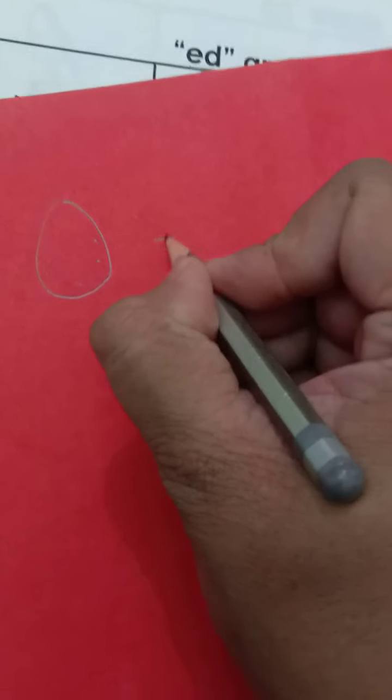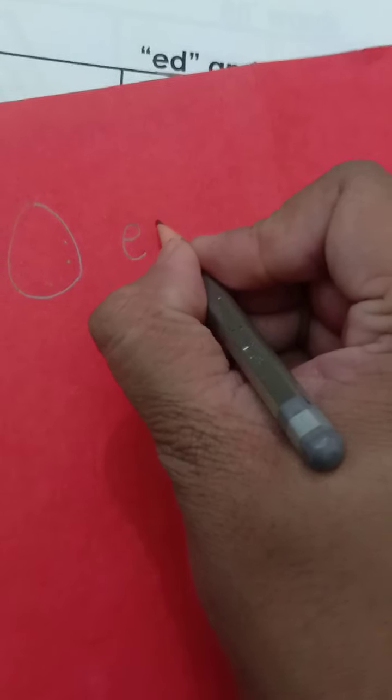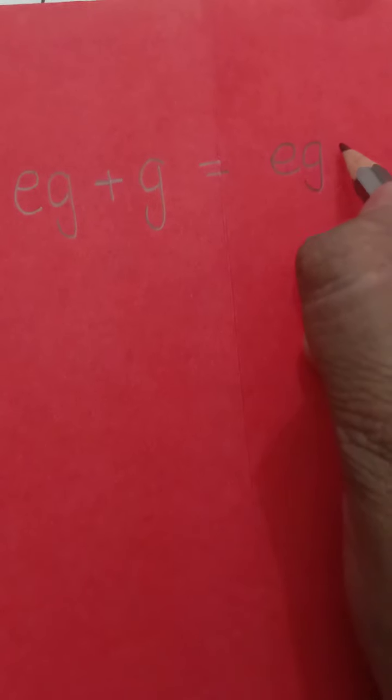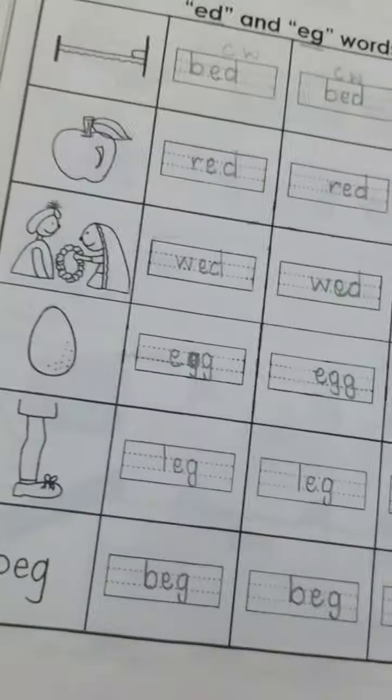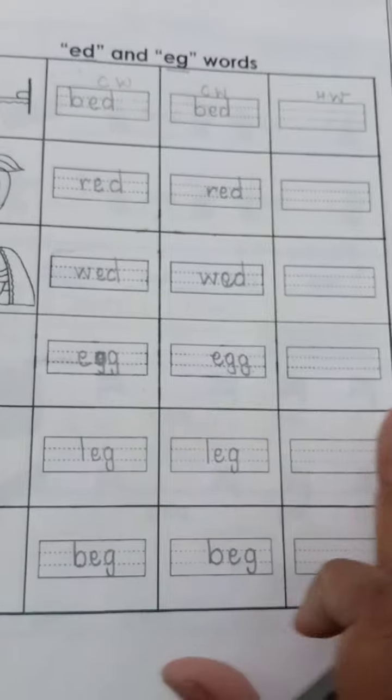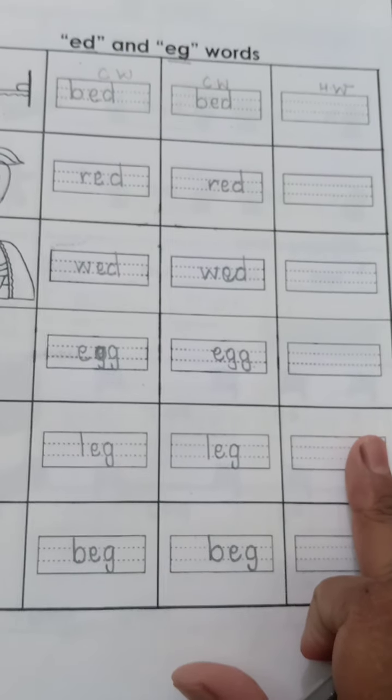Now what we say, eg. Right. E, g. You have to do this work in a spiral only, classwork as well as homework. Thank you.